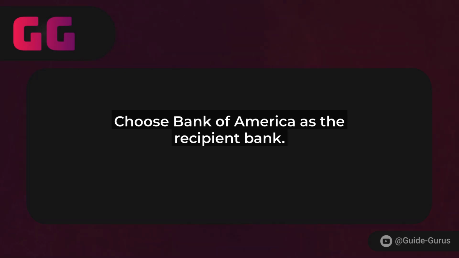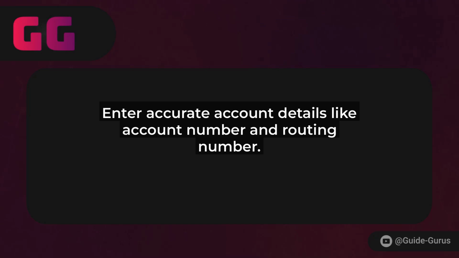Next, navigate to the Send Money section. Here, you'll select the currency and the amount you want to transfer. Now, for the key part, choose Bank of America as your recipient bank. You'll need to enter the recipient's details accurately, like the account number, routing number, and the full name on the account. Double-check these to avoid any delays or fees.